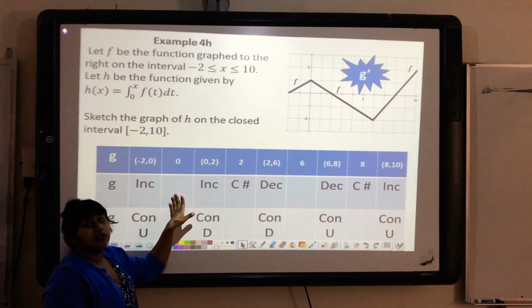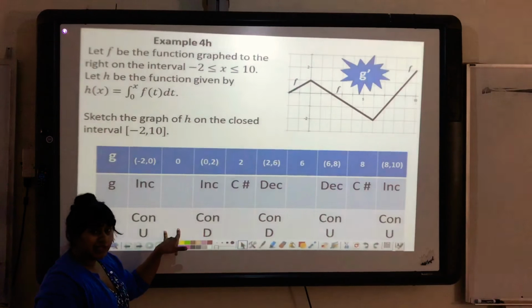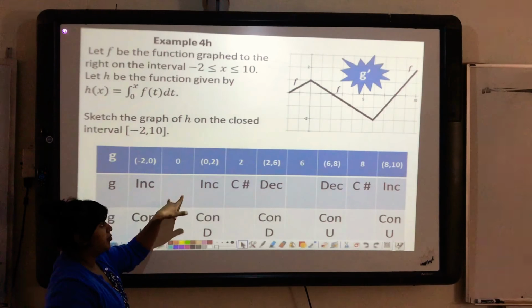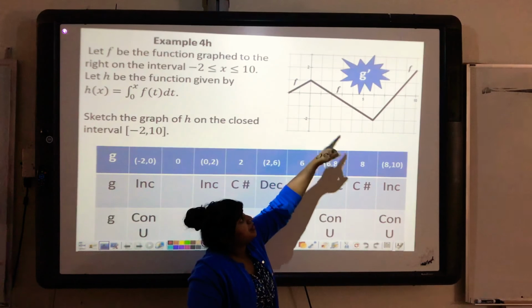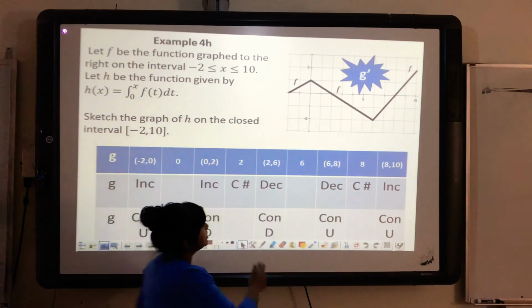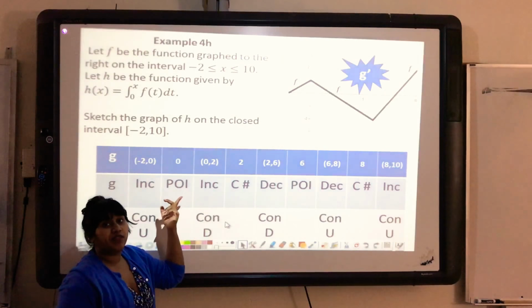And finally, we actually want to look at our points of inflection. I should have put them down here because it's related to G prime, but I messed up and put it up here, sorry. So we have a change in slope here at 0, and we have a change in slope at 6. So we have possible points of inflection.